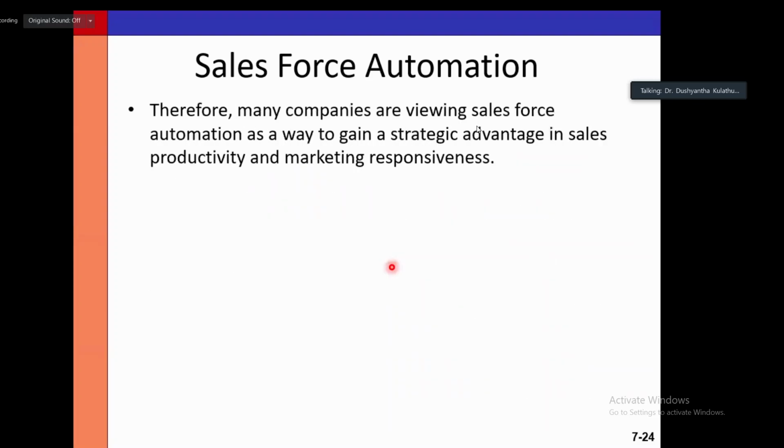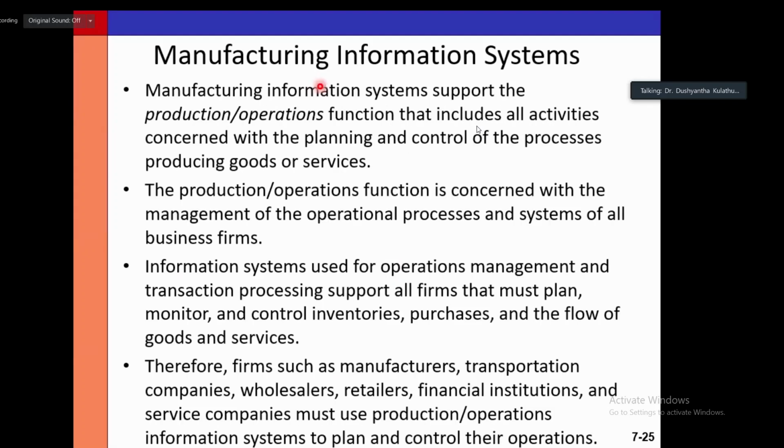We'll move forward to the next one, that is manufacturing information systems. Manufacturing information systems support the production operations function. Now, this term is more relevant to a manufacturing setup, but if it is a service organization, we will not use the term manufacturing information systems, and most probably we use operations information systems.